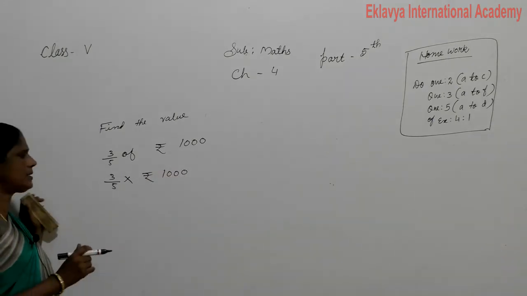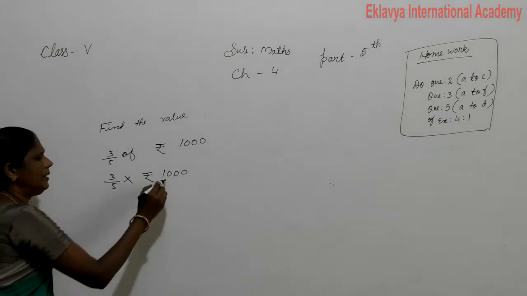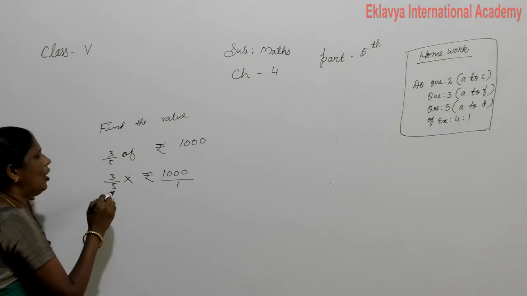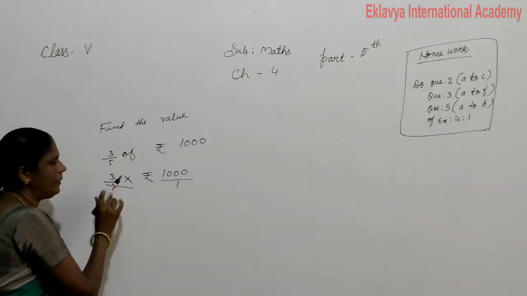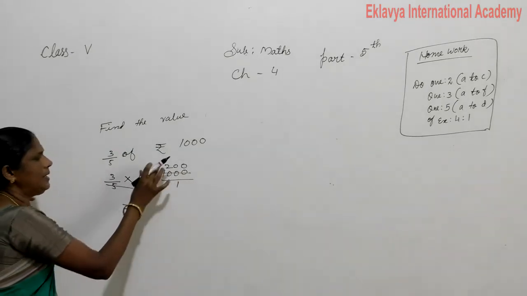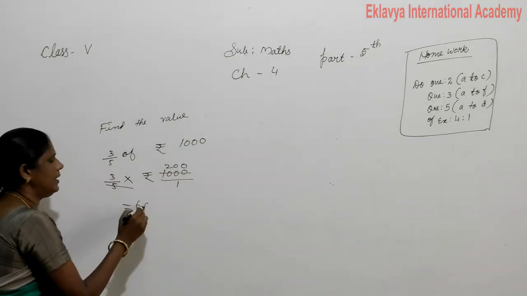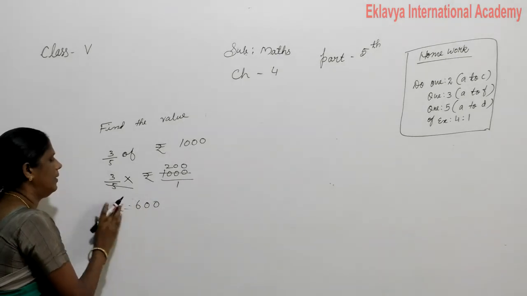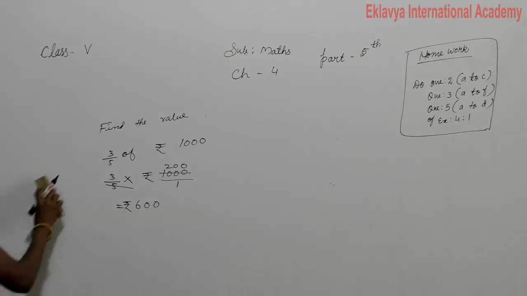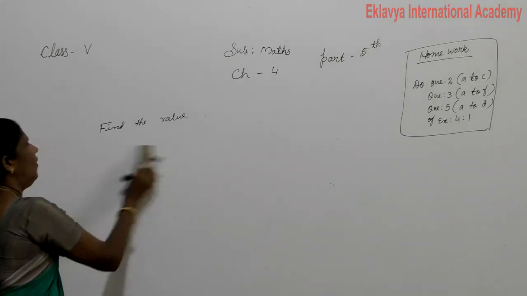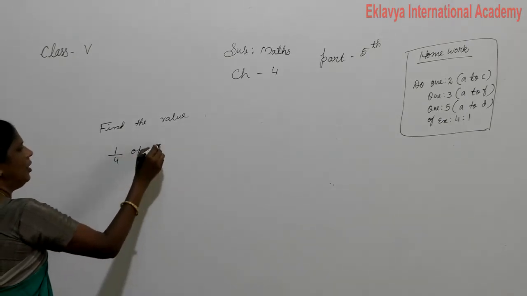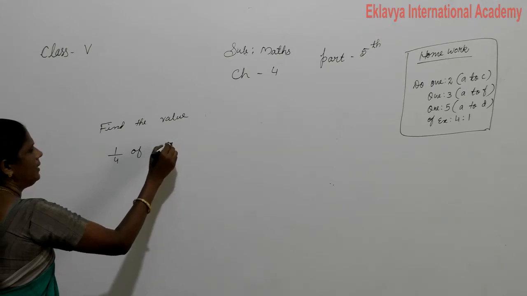Okay. Next. Here there is no denominator, so you put 1. Then how many times does it go in? The common factor is 200. Then multiply this 2 3s are 6. Then rupees 600. Again, 1 by 4 of 120.